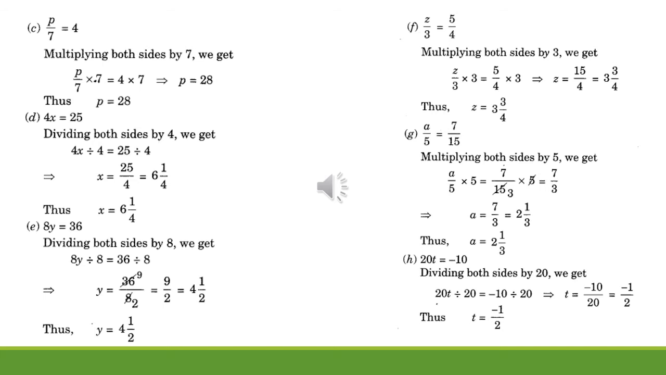Part G is almost similar. A by 5 is equal to 7 by 15. So we have to multiply both sides by 5 and we are getting A is equal to 7 by 3 or 2 1 by 3. Part H, 20t is equal to minus 10. So we are dividing both sides by 20. 20t by 20 is equal to minus 10 by 20. So t is equal to minus 10 by 20 or minus 1 by 2.